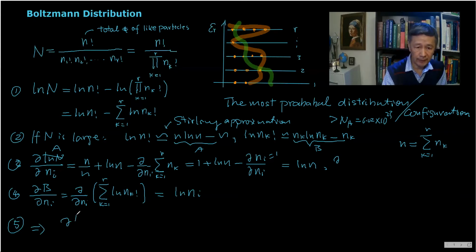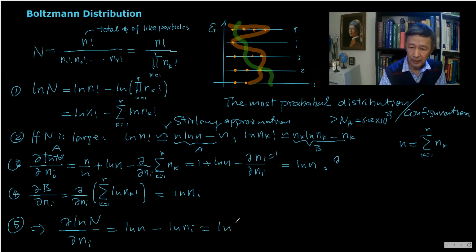The first derivative of log capital N with respect to the ni is equal to the difference of these two terms. One is log n, another is log ni. Combine these two terms into one term, we can rewrite it as log n over ni. That is a very important equation. Can we call it equation 1?